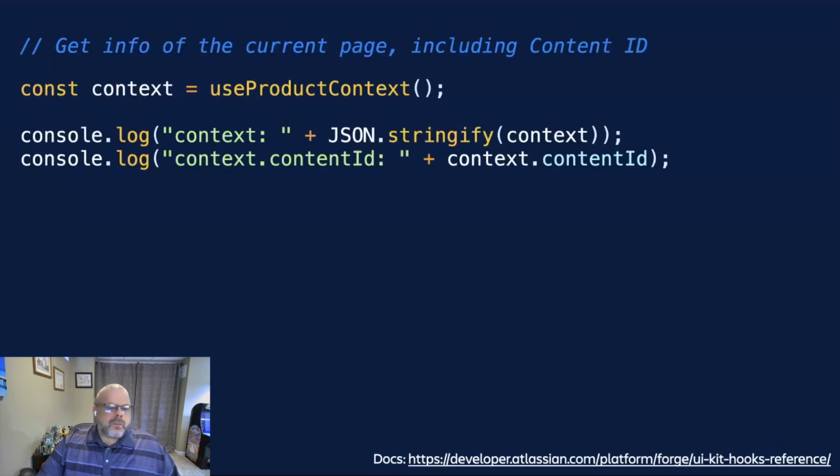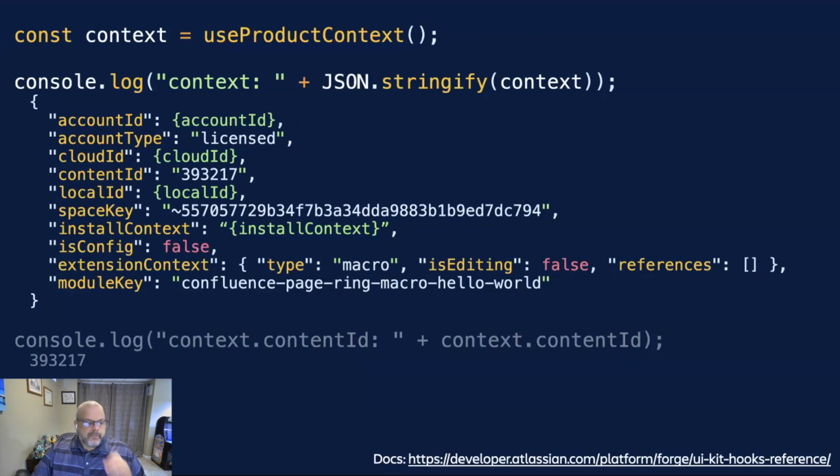Again, here's an example of use product context. As we call this, it gets assigned the context, and we can console.log out the context by doing a JSON.stringify, so we can actually see the information that otherwise we'll just get object. And then what we'll want to pull out is the content ID, which in our case will be the page ID of where the macro is sitting.